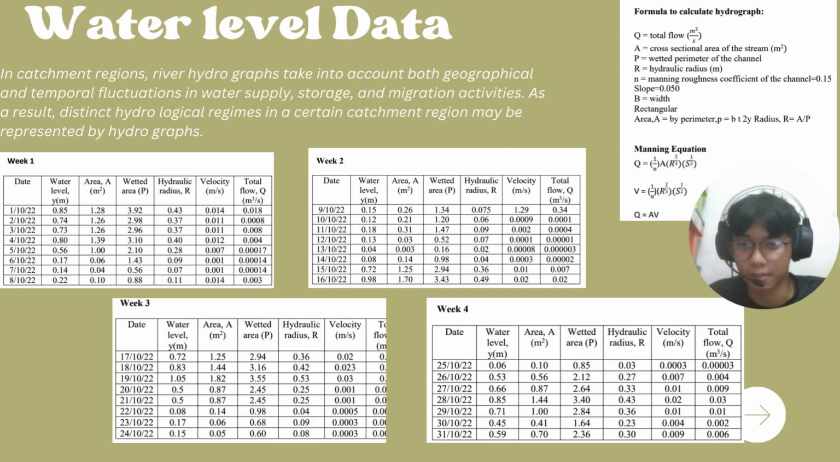Now here we can see the water level data that we get from the catchment region. We make the river hydrographs to take into account both geographical and temporal fluctuation in water supply, storage, and migration activity. As a result, distinct hydrological regimes in a certain catchment region may be represented by the hydrograph. And as we can see here, we got the formula to calculate the hydrographs up there, and we have the table about the data of the water level for 4 weeks, from week 1 to week 4.